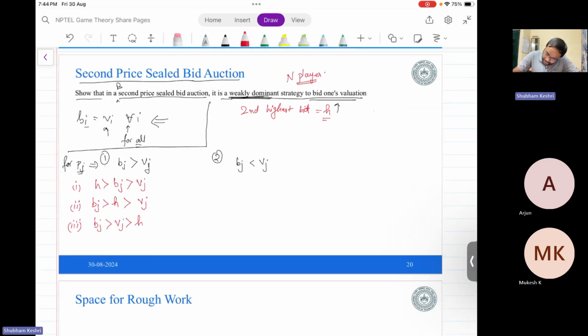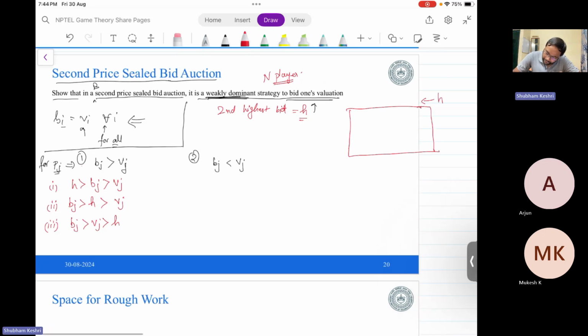So this is the table. In this column, I'll write the value of h. In this column, I'll write the value of b_i and or b_j and v_j. Okay.